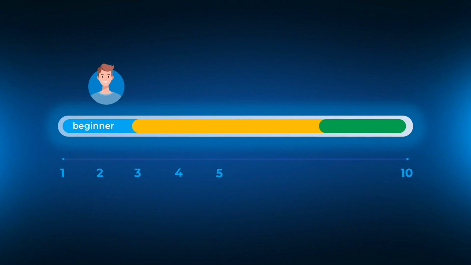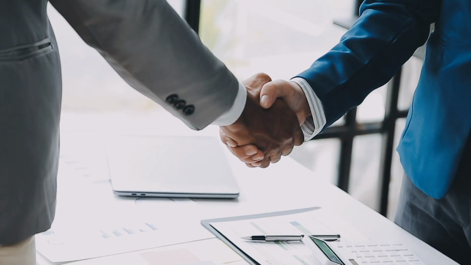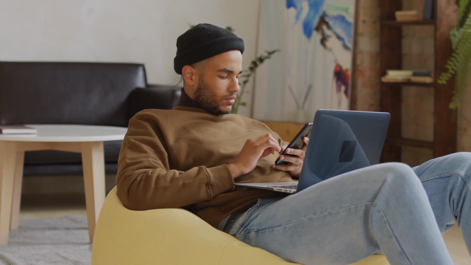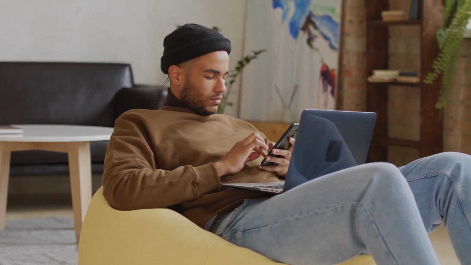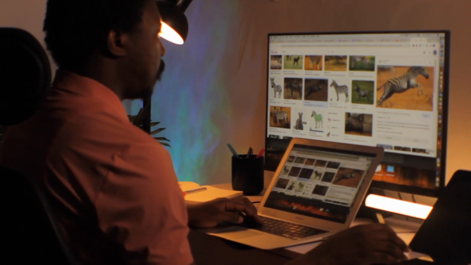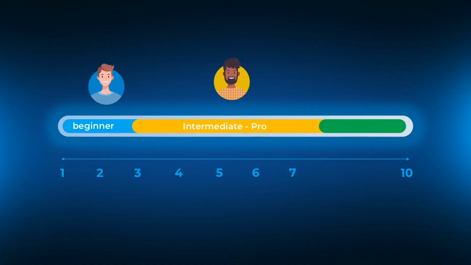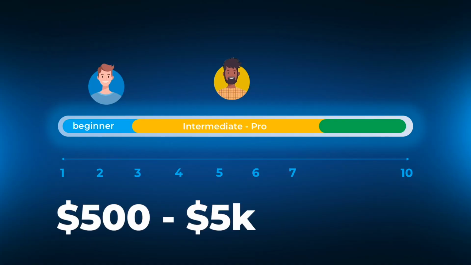The second segment, 4 to 7. These are intermediate to professional level designers with good enough experience in the design industry and had worked with clients in the 2nd, 3rd and even 4th tiers. They know the ins and outs of the design industry and have a lot of client projects in their portfolio. They are mostly freelancers with top level clients and might have collaborated with agencies for some projects in the past. They can charge as low as $500 to $5,000 for logo design projects.